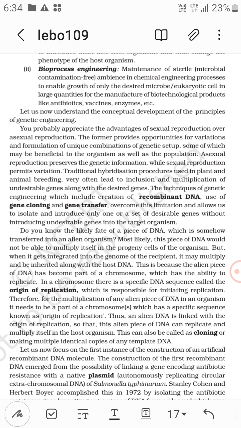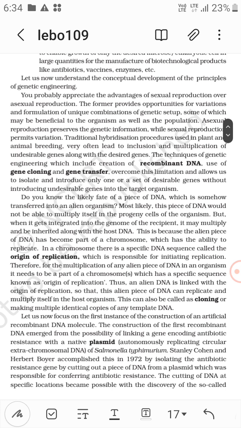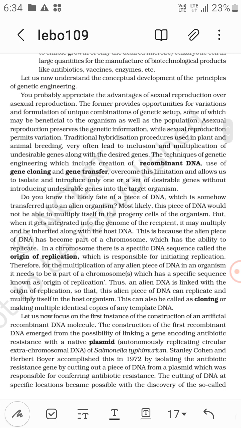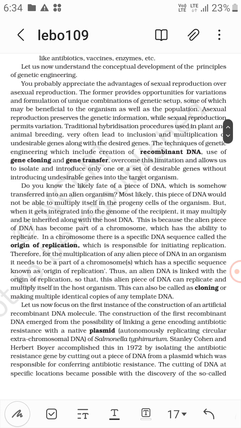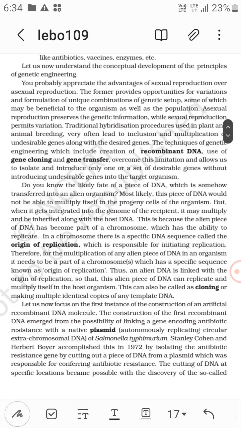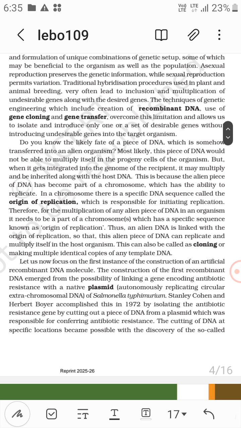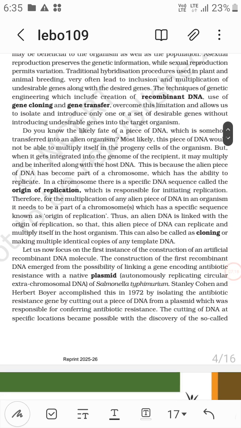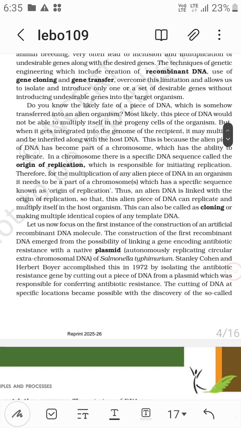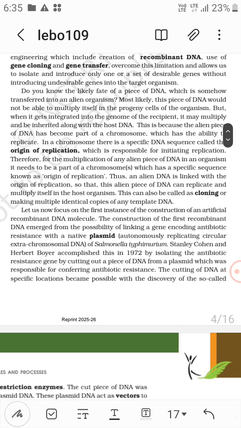In a chromosome there is a specific DNA sequence called the origin of replication, which is responsible for initiating replication. Therefore, for the multiplication of any alien piece of DNA in an organism, it needs to be a part of a chromosome which has a specific sequence known as the origin of replication. Thus an alien DNA is linked with the origin of replication, so that this alien piece of DNA can replicate and multiply itself in the host organism. This is also called cloning, or making multiple identical copies of any template DNA. Okay, so this is it.